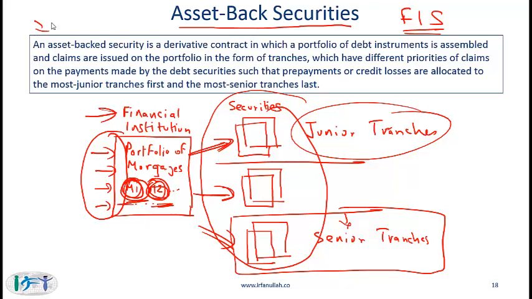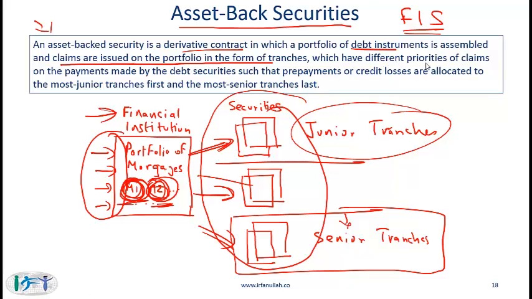Now let's look at the formal definition from the curriculum. An asset-backed security is a derivative contract in which a portfolio of debt instruments, and here the mortgages are the portfolio of debt instruments, is assembled. That's what's being done here. And claims are issued on the portfolio in the form of tranches. These securities that are issued, these are the claims that are issued.